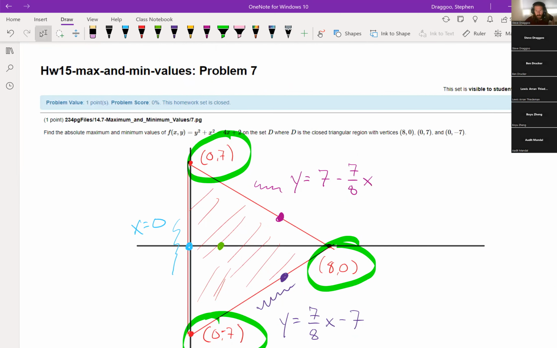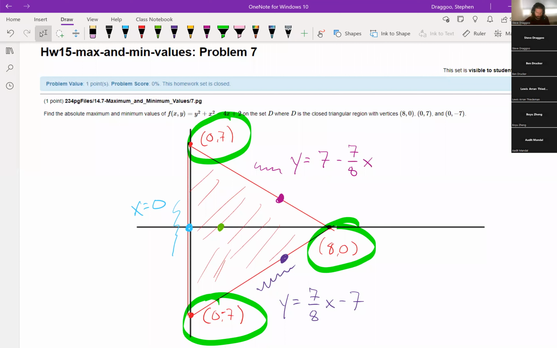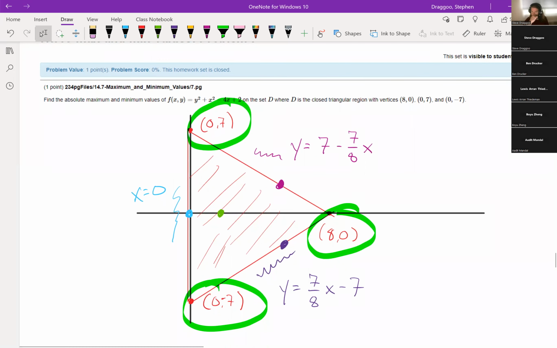Let's see. I've got a few more problems here at the end where I've already done them up because I just want to talk about specific elements of them rather than the problem as a whole. I want to look at a few individual pieces. Jumping back to the max and min values problem. Let's see what we've got here. Finding the absolute maximum and minimum values of the function provided on the set D, which is the triangle sketched out below.